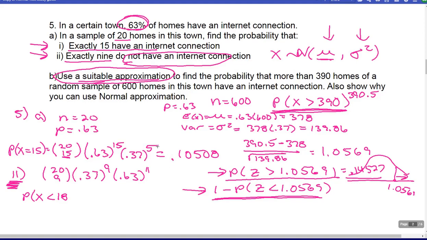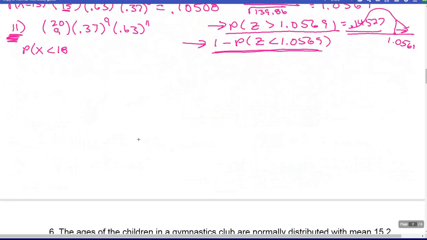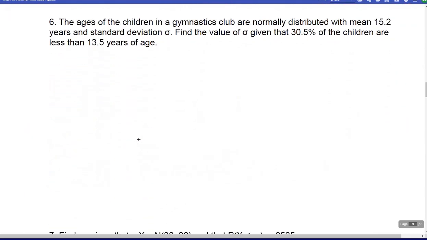All right, we good? Yeah. All right, take a look at number 6. What do you think about this one? Doesn't seem too bad. All right, so let's try it.